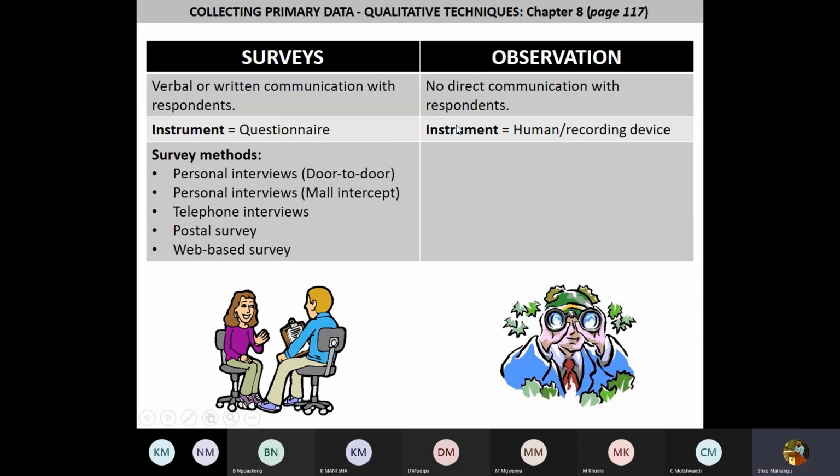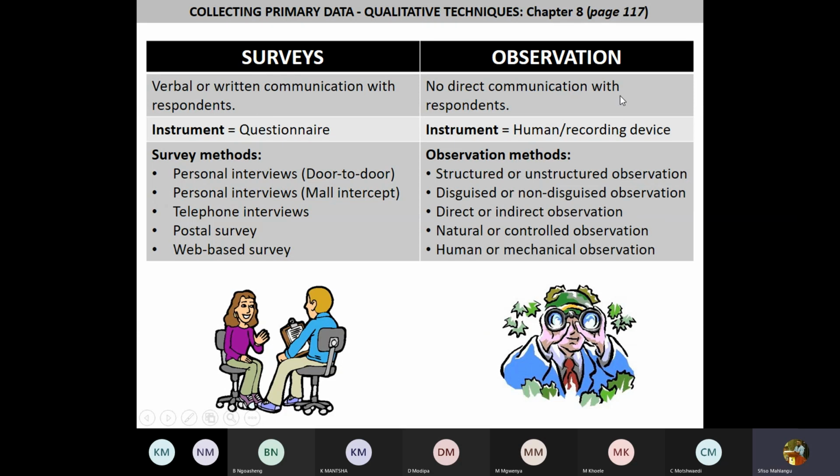Let's talk quickly about observation, comparing it with survey. So with observation, like I've indicated here, there is no communication with the respondents. You will see that the slide seems like it's 5 observation methods, but it's basically 2 methods. So that observation can be structured, disguised, direct, natural, human, or it can be structured and then it's non-disguised. So you choose between each variable because these are the opposites of that observation method.